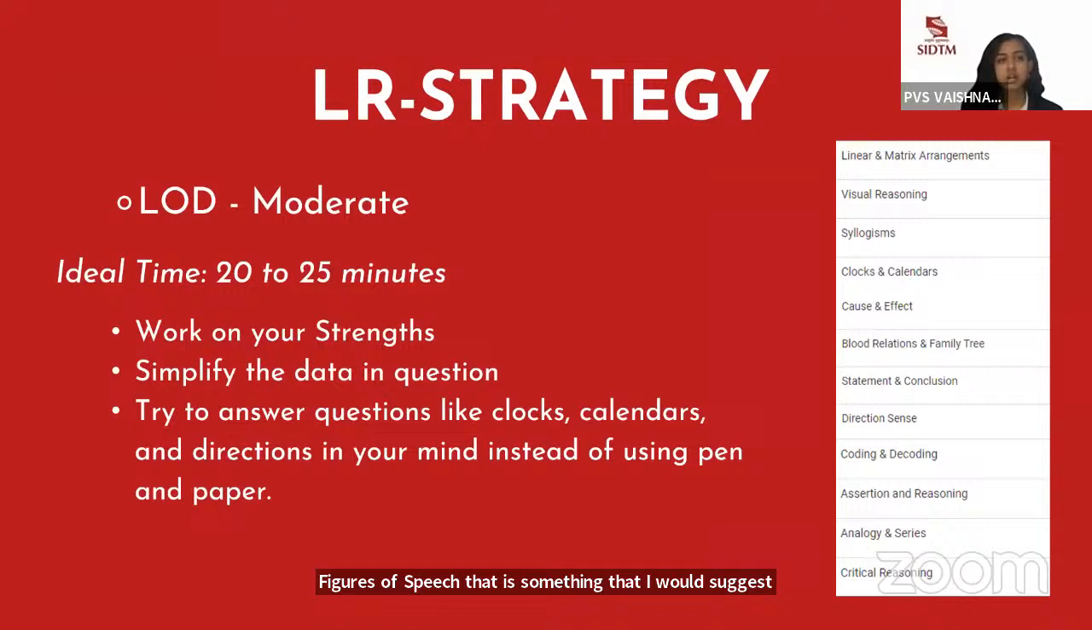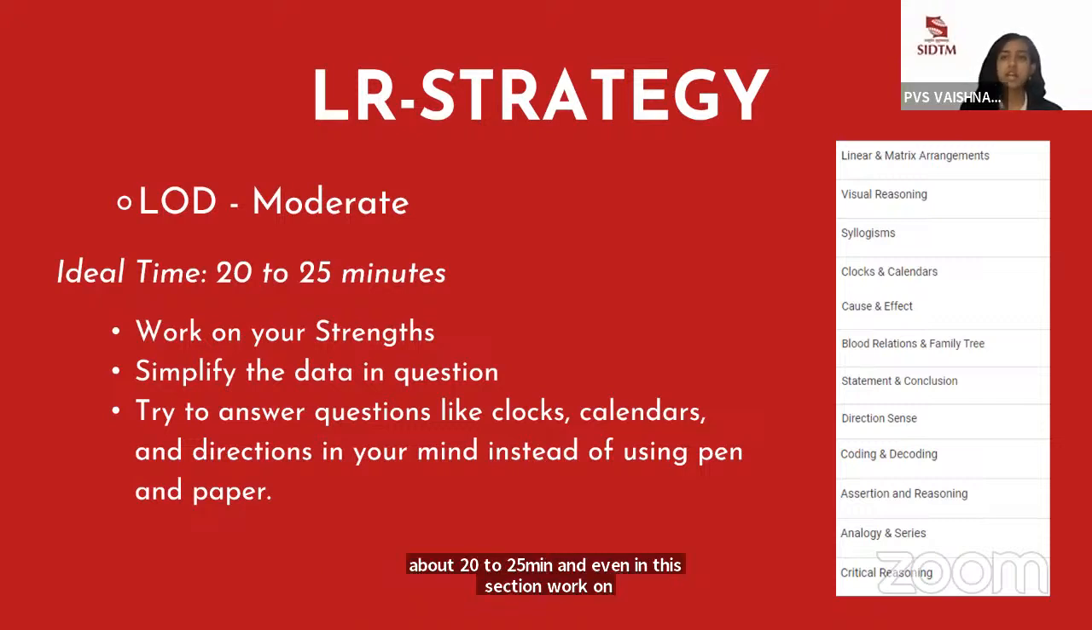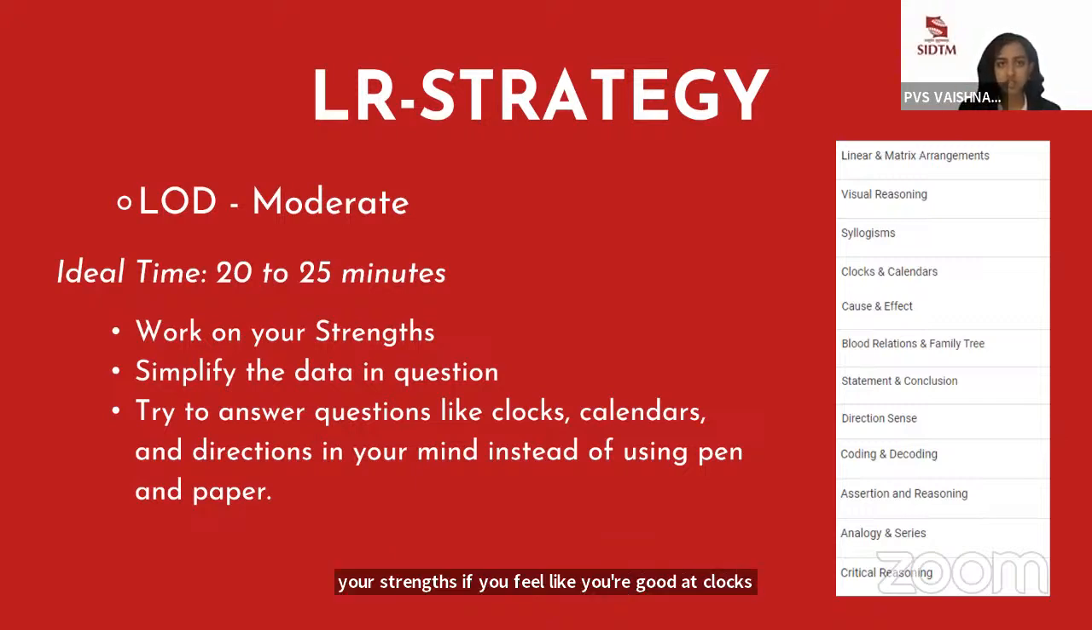In terms of LR, the level of difficulty is moderate. The ideal time you should be allocating for this section is about 20 to 25 minutes. And even in this section, work on your strengths. If you feel like you're good at clocks and calendars, blood relations, then go ahead and solve those questions first.